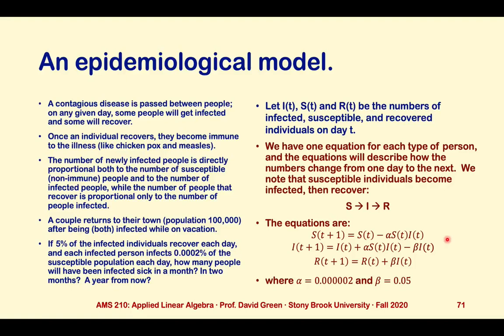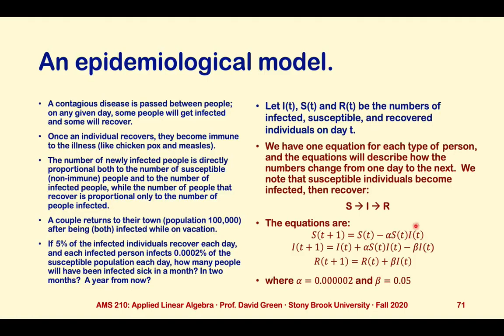The equations that we write down from this are as follows. The number of susceptible individuals on the next day are the number of susceptible individuals that we started with, minus how many individuals became infected. This alpha is 0.0002%. We have to add an extra 2 zeros for the percent. Multiplied by the number of susceptible individuals and the number of infected individuals.